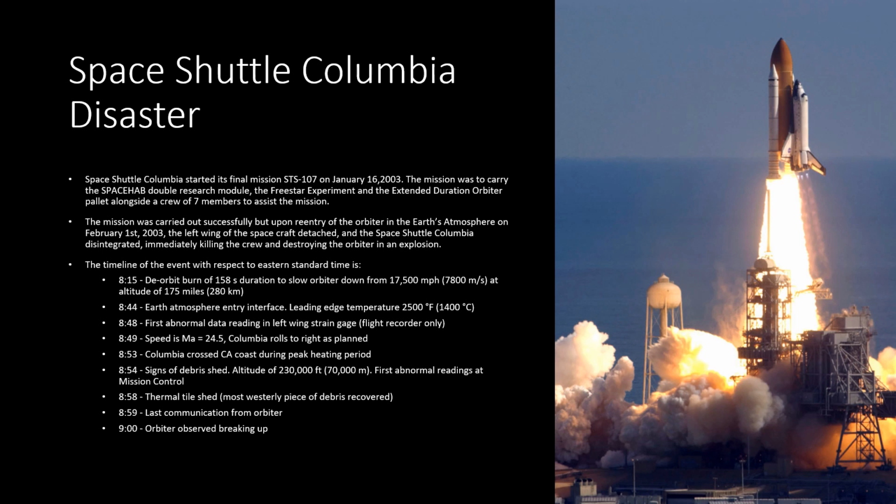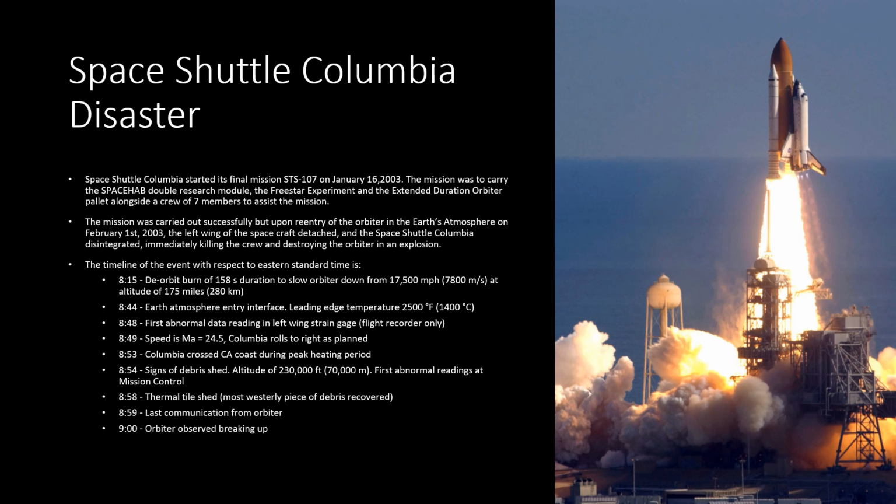On February 1st, 2003, the orbiter tried to re-enter Earth's atmosphere, but the left wing of the spacecraft detached, and the Space Shuttle Columbia disintegrated into pieces, immediately killing the crew and destroying the orbiter in an explosion.